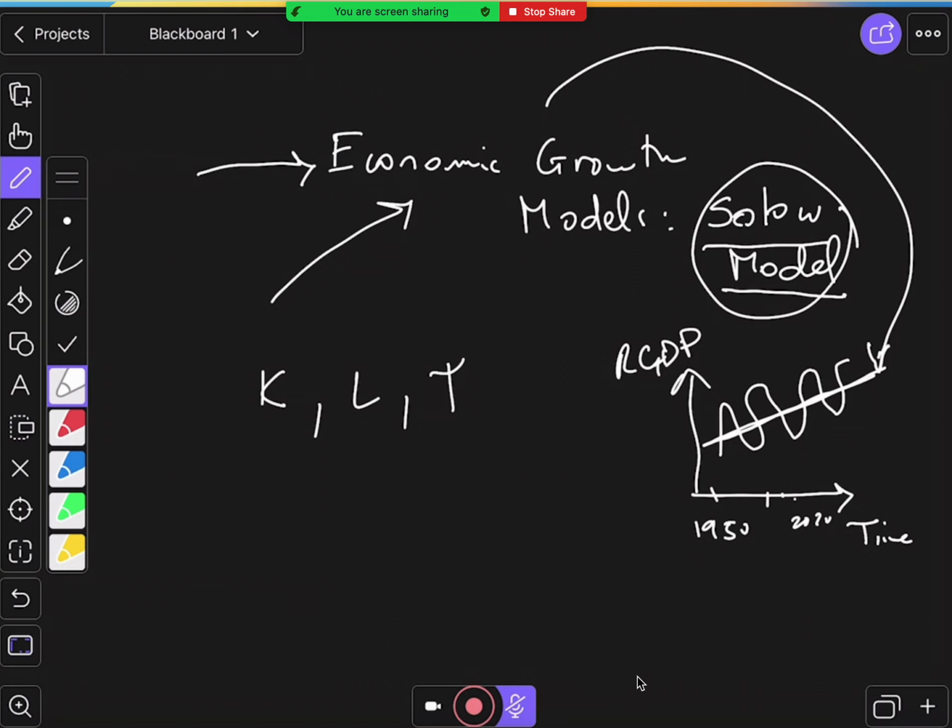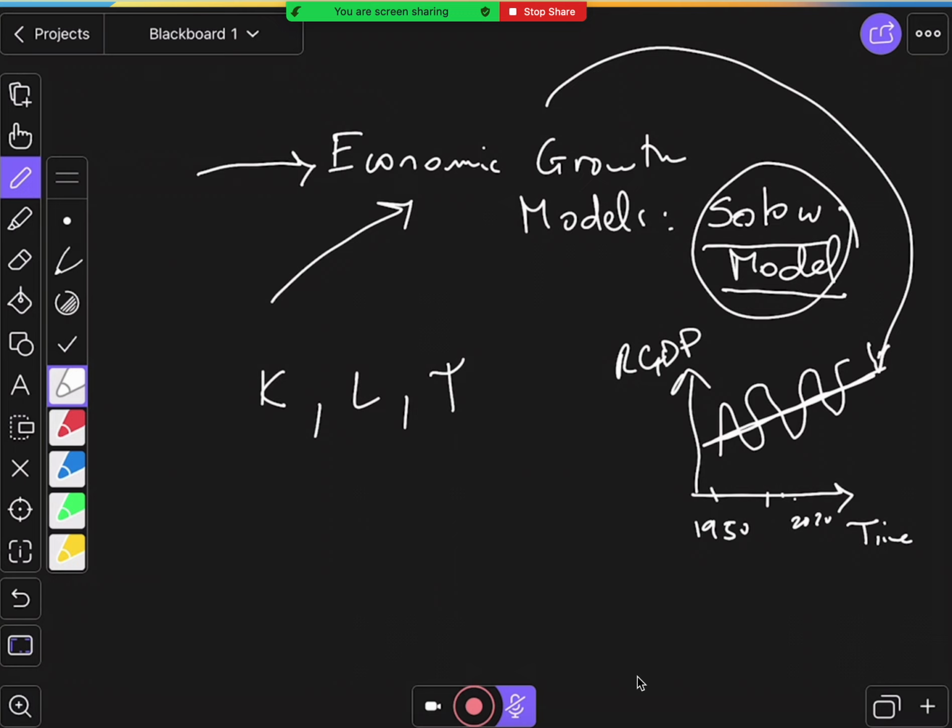Then the Ramsey-Cass model, made by Ramsey and two other important economists, and then the Lewis model, by Arthur Lewis, and I'm sure some of you have heard the name. Then exogenous growth models, again by Robert Solow, and the last one, the unified growth model, by Galor. So there are about 10 or more economic growth models, but for the requirement of our course, we will just focus on the Solow growth model.